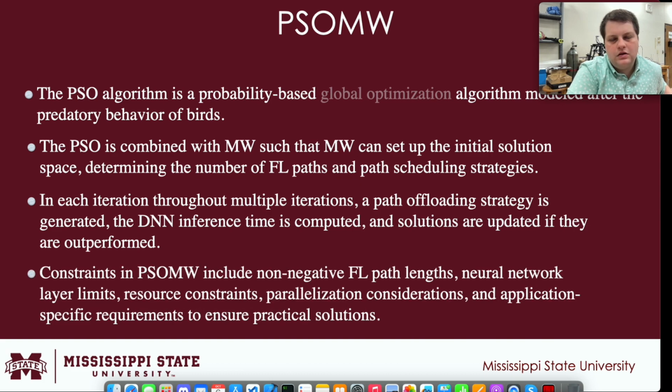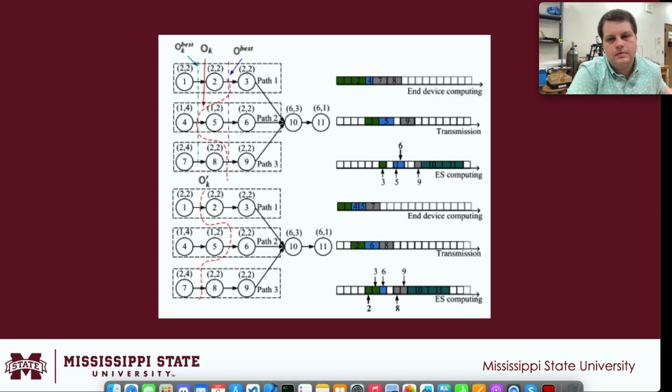The constraints that guide this optimization technique are that non-negative FL path links could exist, neural network layer limits, resource constraints, parallelization considerations such as data dependencies, and application-specific requirements to ensure practical solutions.